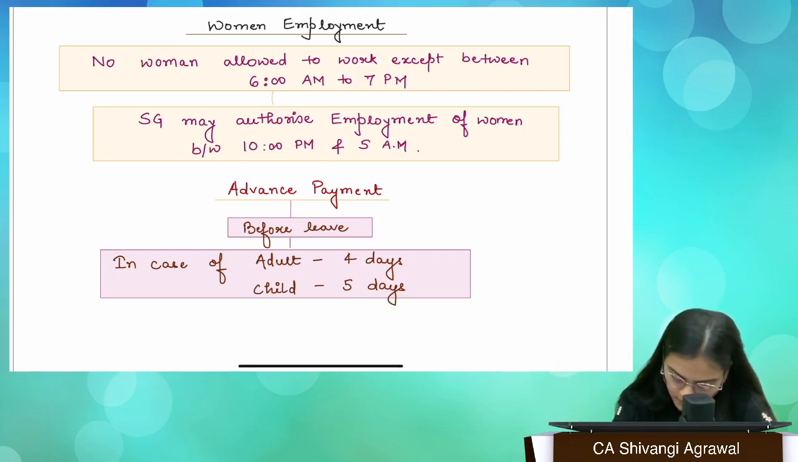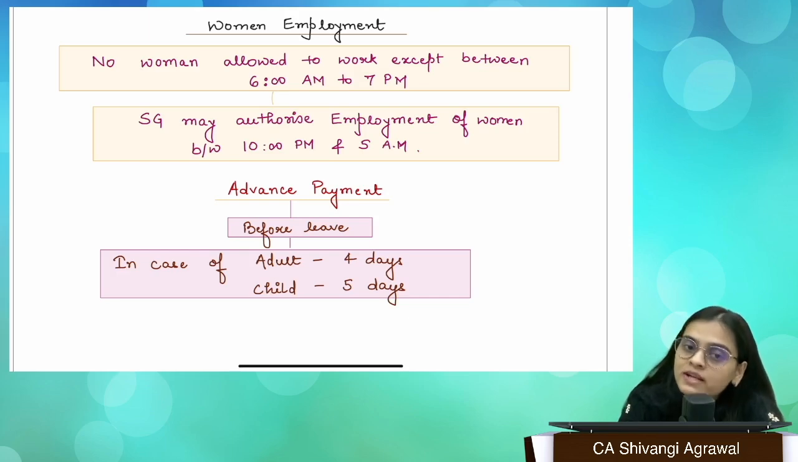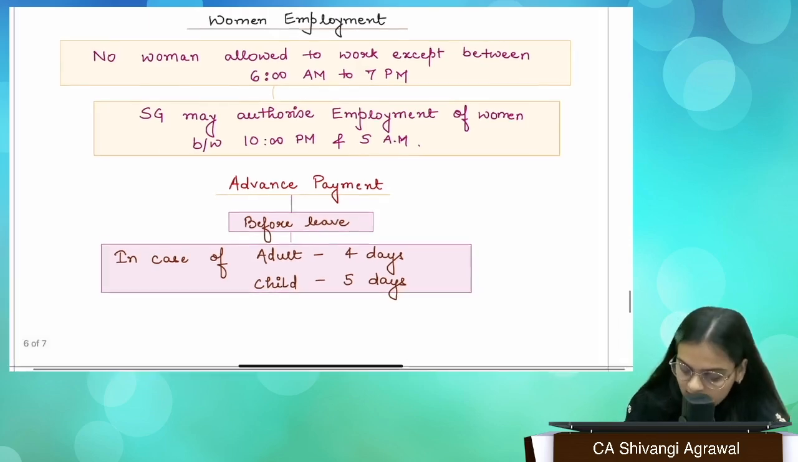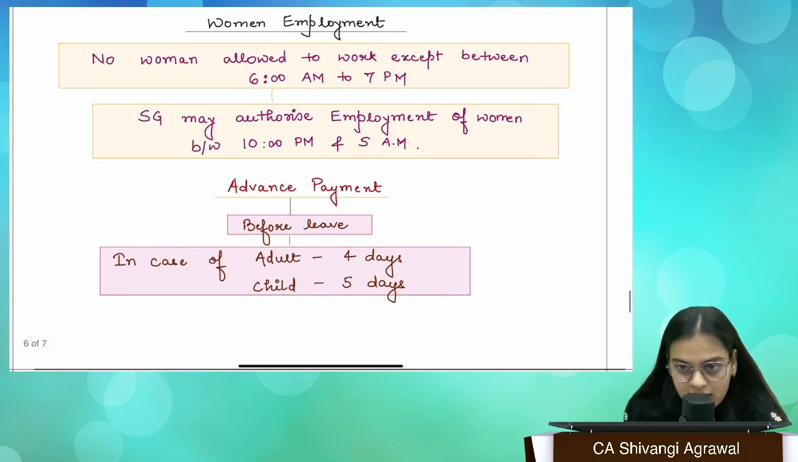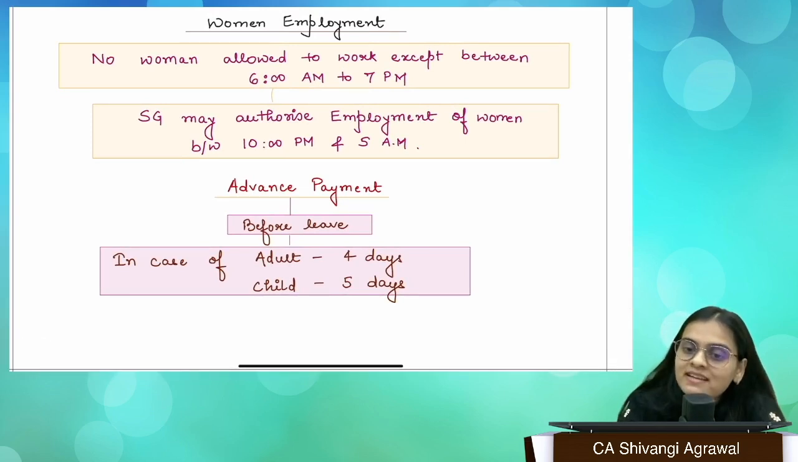Then comes advance payment. What is it? Supposedly you are taking a leave for 4 days. If you're taking a leave for 4 days, you are entitled to get the payment of those 4 days in advance if you're an adult. And if you are a child, then you have to take at least 5 days of leave to get this advance payment.